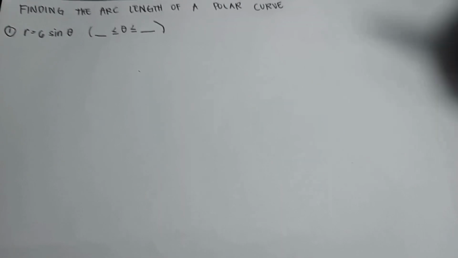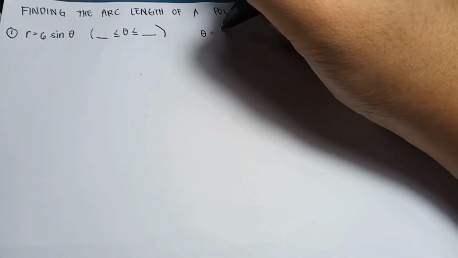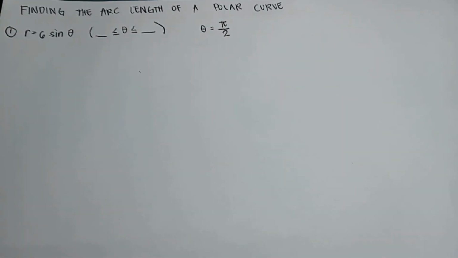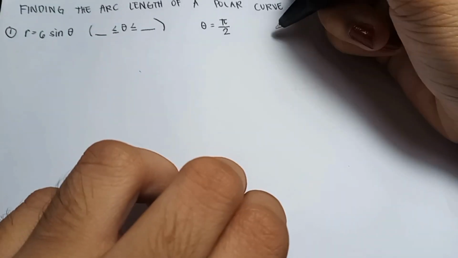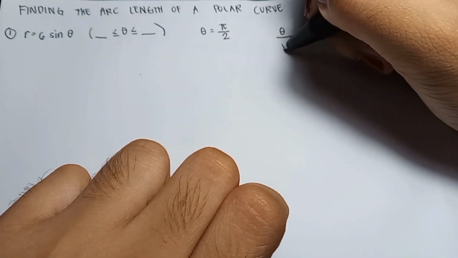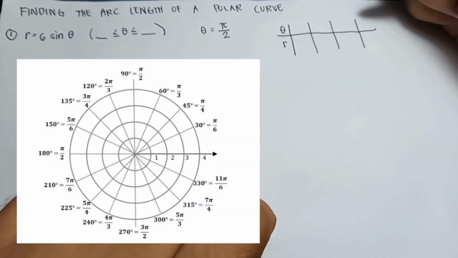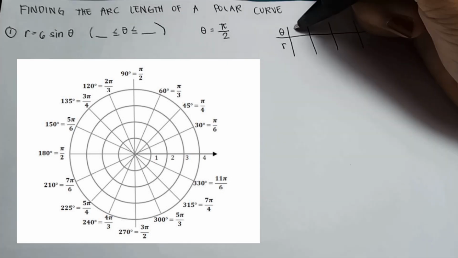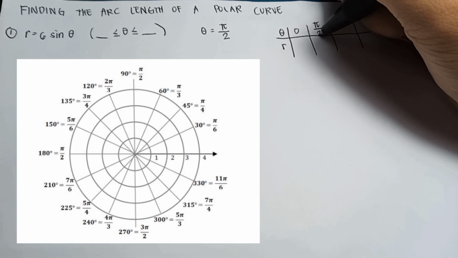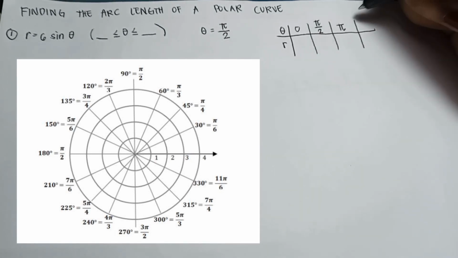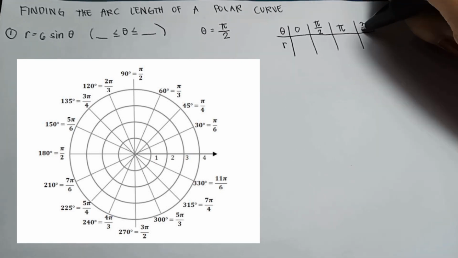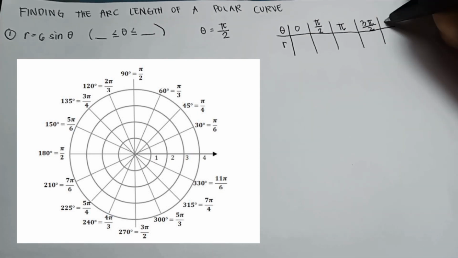Let's set the argument of the trigonometric function theta to be multiples of pi over 2. We use pi over 2 because that's the value that makes it easier to find the points that the curve passes through. So for the curve r equals 6 sine theta, we're going to set theta to pi over 2. Next, we put the multiples of theta into the polar curve to find the corresponding values of r. We can use the unit circle as the reference for the values. So for this curve, we have the multiples of pi over 2, which start from 0, then pi over 2, then pi, 3 pi over 2, and lastly 2 pi.